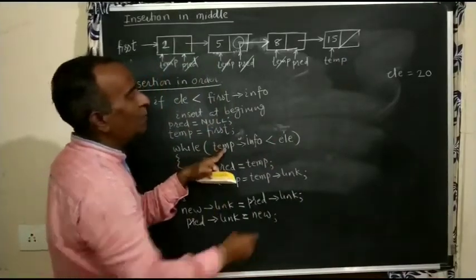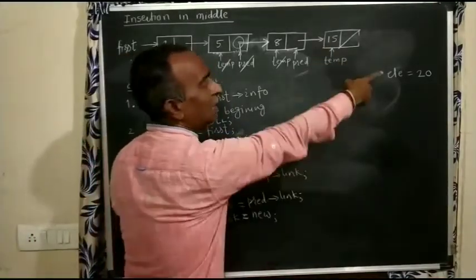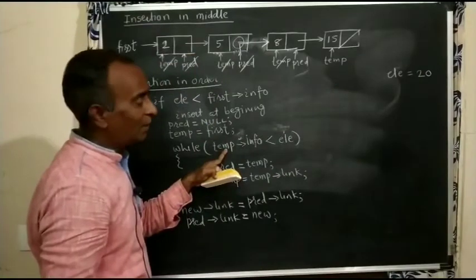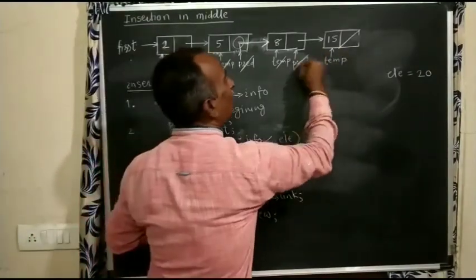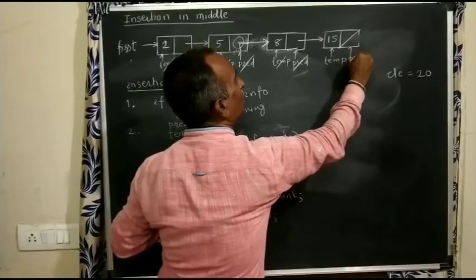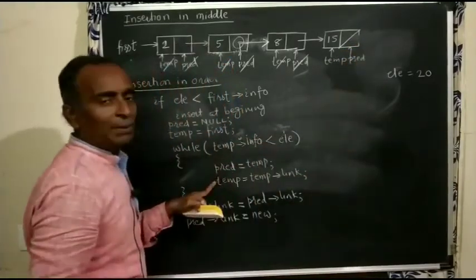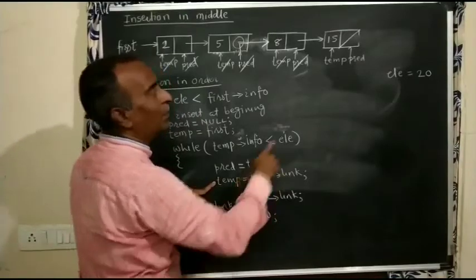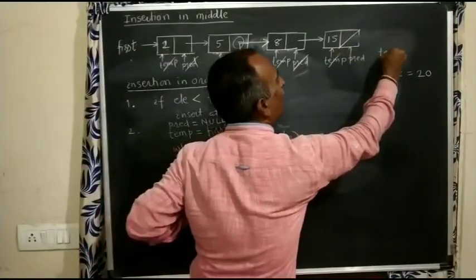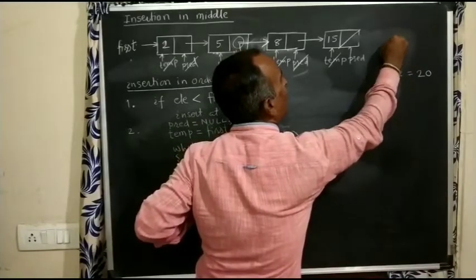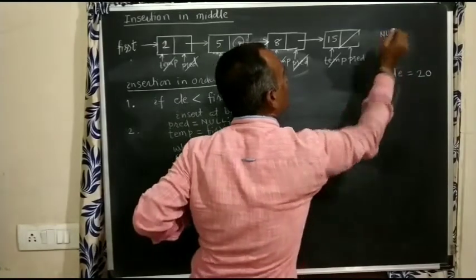Again, temp's info 15. 15 less than element to be inserted? Yes, true. It will come here. Temp is given to pred. So pred will point here. Now what happens? Temp's link is given to temp. What is temp's link? Null. So temp will have null value here after this.